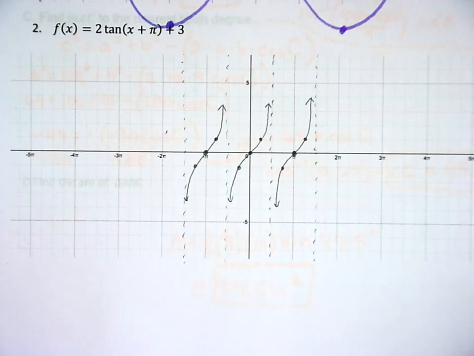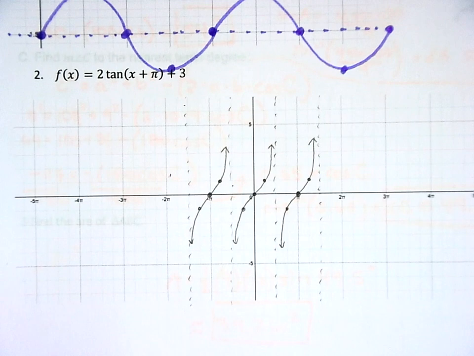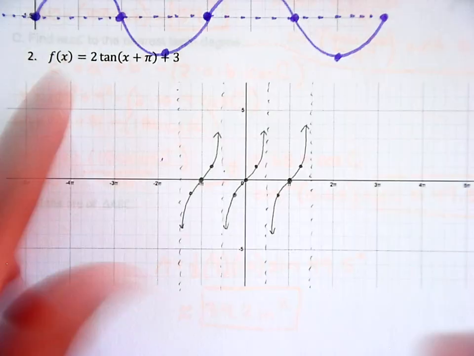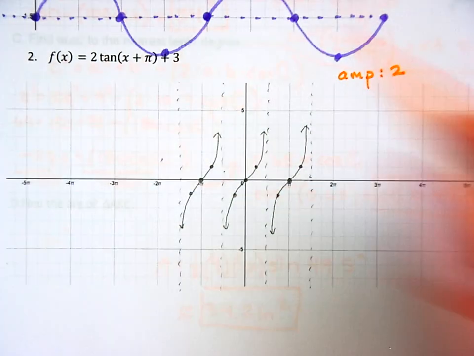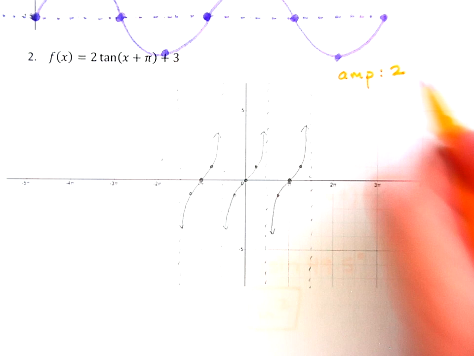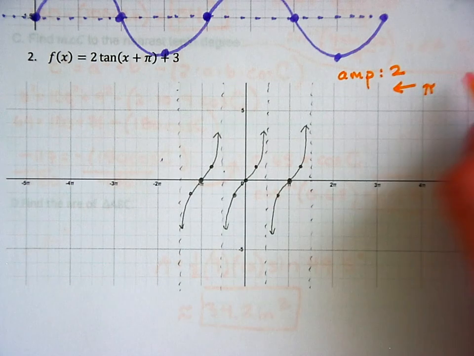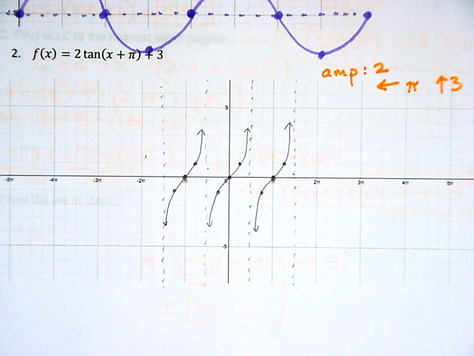Okay, last graph, we have a tangent graph, and I have my parent graph on here, just so that we can see how this shifts and how this stretches. Okay, so what I have here, let me change my color one last time, is an a value of 2, so my amplitude is 2. I have shifted to the left pi, and I have shifted up 3. Okay, so that's all that's going on here.